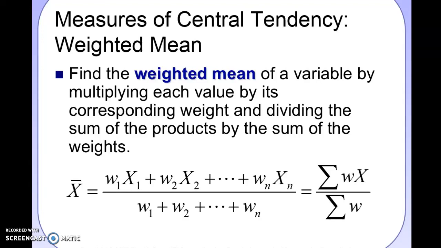This is part 2 of section 3.1, Measures of Central Tendency. Weighted means are used when not all of the values are equally represented. To find the weighted mean, you need to take the weights and multiply them by the data values, add them all together, and then divide by the sum of the weights.